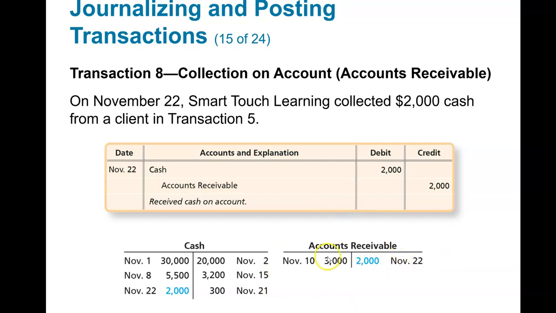So if on November 22nd or 23rd, I were to go to someone in the accounting department and say, okay, how much do our customers owe us in accounts receivable? You would come here and say, well, they did owe us $3,000, they paid $2,000, so our balance in accounts receivable is a $1,000 debit balance. And that's what you would tell me.